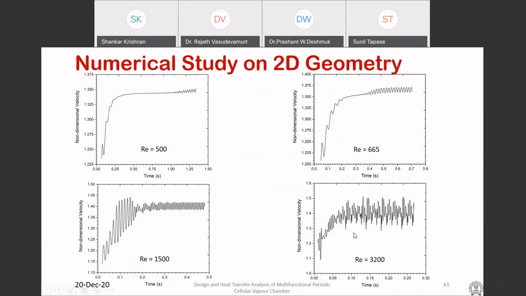periodically. And at very high Reynolds numbers, you start to see double periodicity and triple periodicity. Now it is really progressing towards turbulence, and it's actually becoming chaotic at this point at very high Reynolds numbers. So we want to avoid these types of high Reynolds numbers.